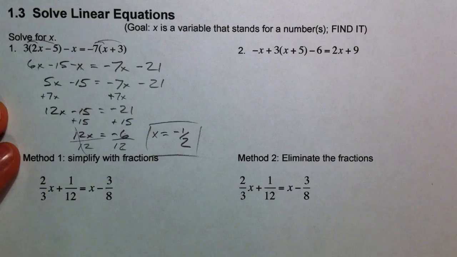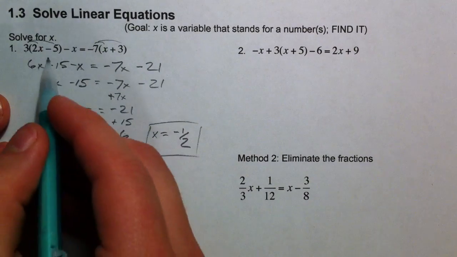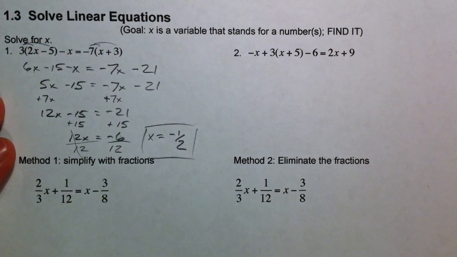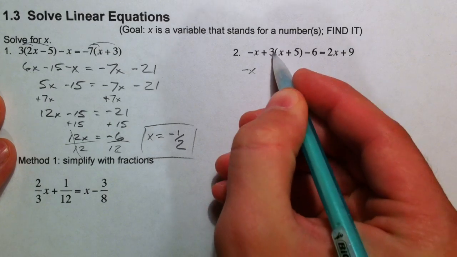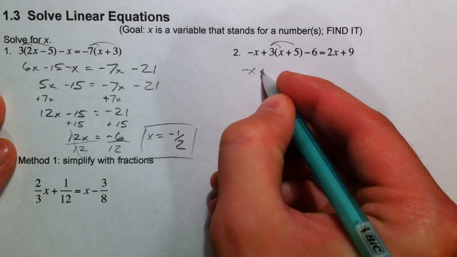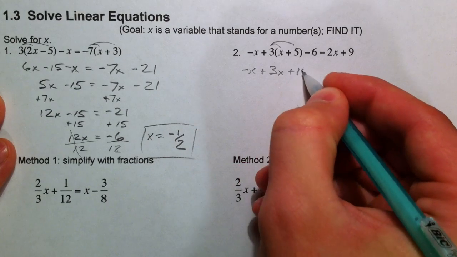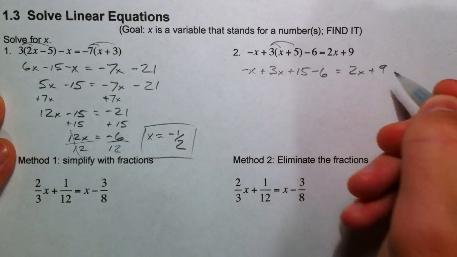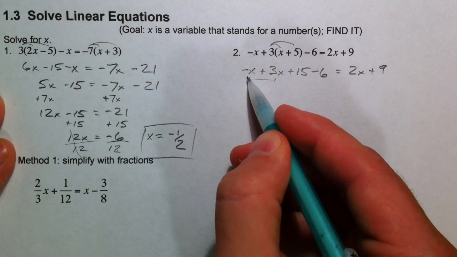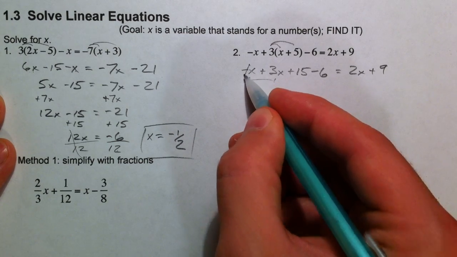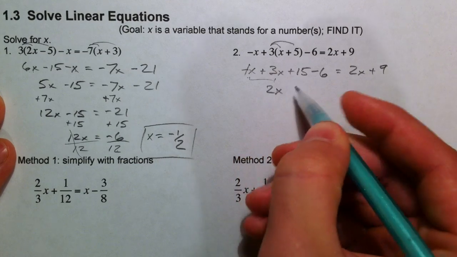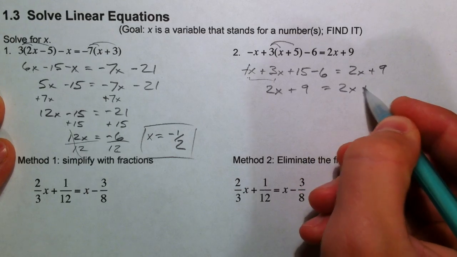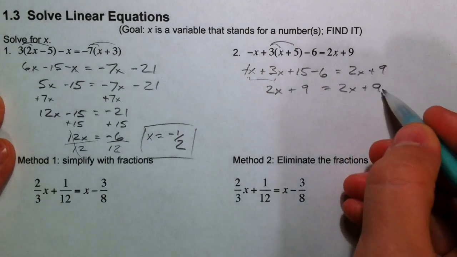Let's do the same thing with the next one. Remember that you can plug in your answer here, and you should get both sides equal to the same number. So negative x, again let's simplify this by distributing. 3x plus 15 minus 6 equals 2x plus 9. So combine some like terms, a negative x and a 3x. This is negative 1x. So that equals 2x together. 15 minus 6 is 9. So you get 2x plus 9 and 2x plus 9. But I set it up that way.